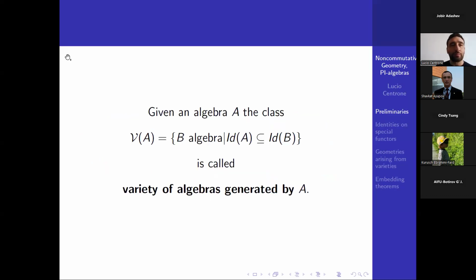Okay, so we start presenting the first of the characters I announced in my title. If we have an algebra, whatever you want, Lie, Jordan, associative, whatever you want, the class of all algebras B satisfying all the identities of the algebra we have chosen is called the variety of algebras generated by A.